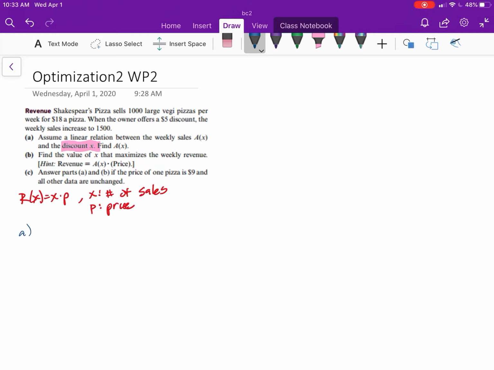So notice we don't have any cost here. All we're talking about is revenue. I'm selling pizzas. If I offer a discount, how many do I sell? Nothing about wages or the building costs or anything like that, because at some point we can't offer too large of a discount. We wouldn't make any money, right?